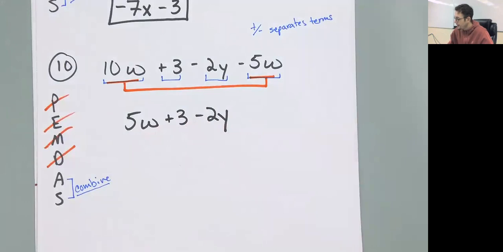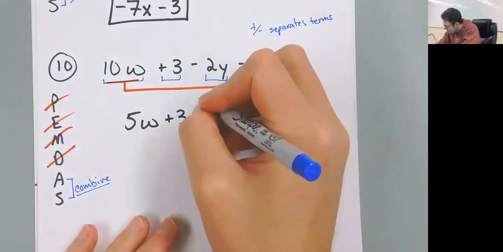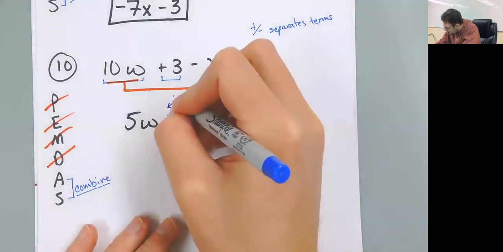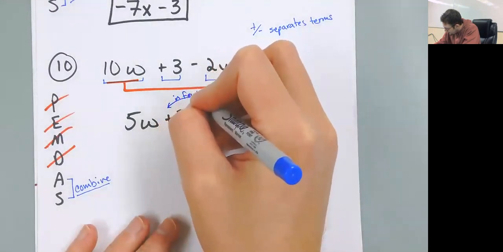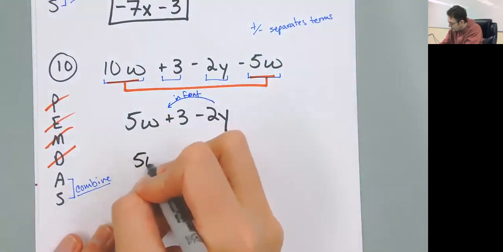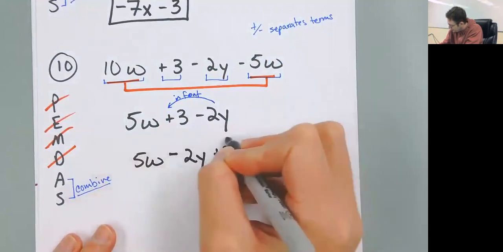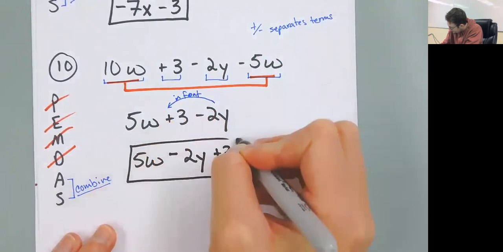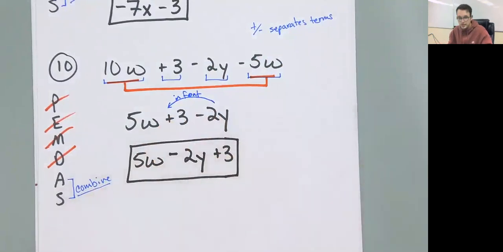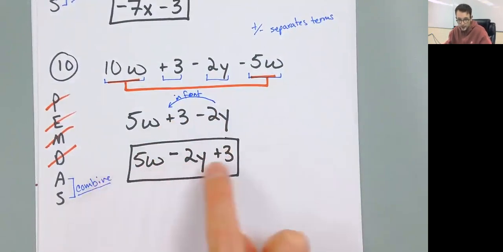So what I want to do is move this in front. I would rewrite this as 5W minus 2y plus 3. Standard form. Variables before no variables. We got a variable, we got a variable, we got no variable, in that order.